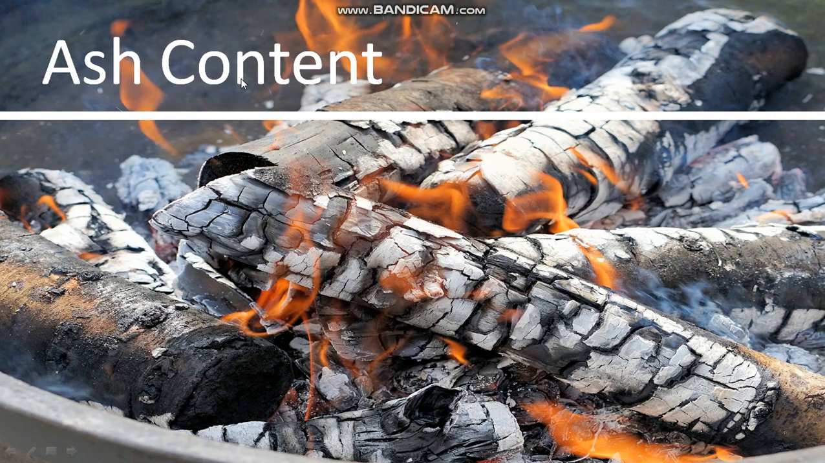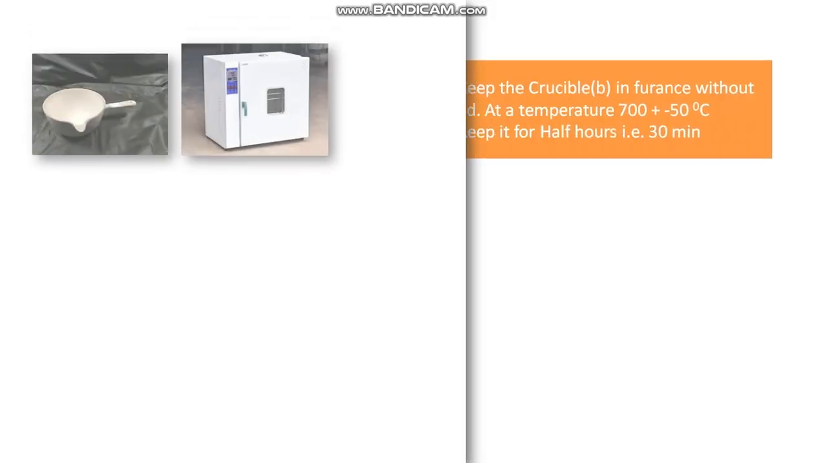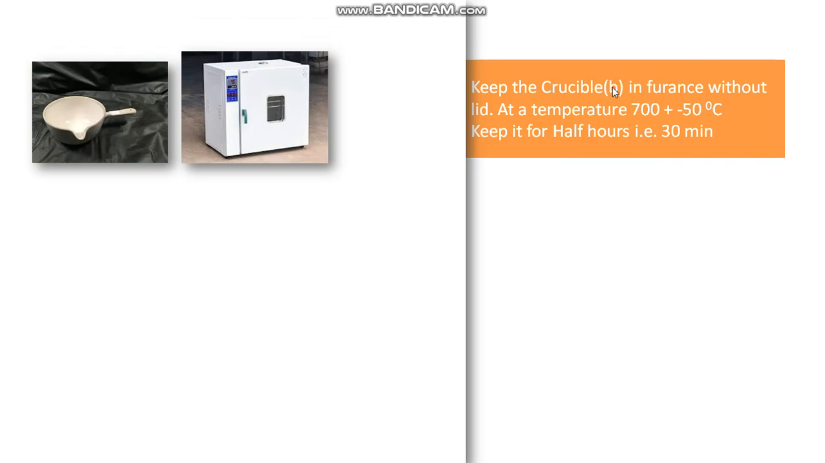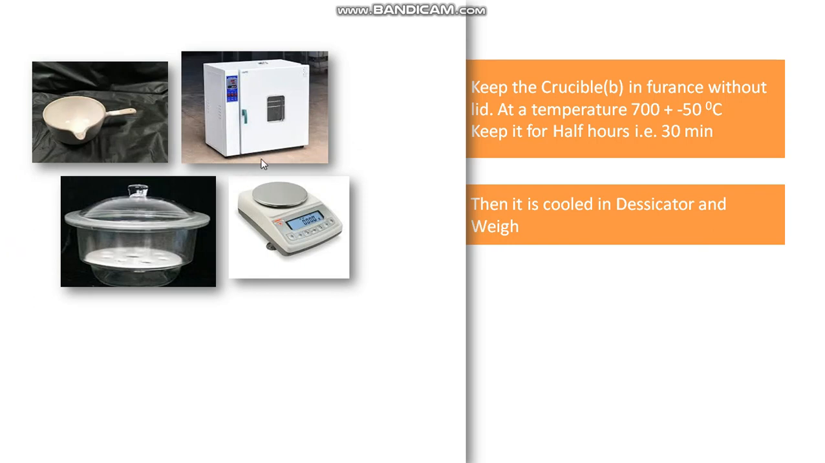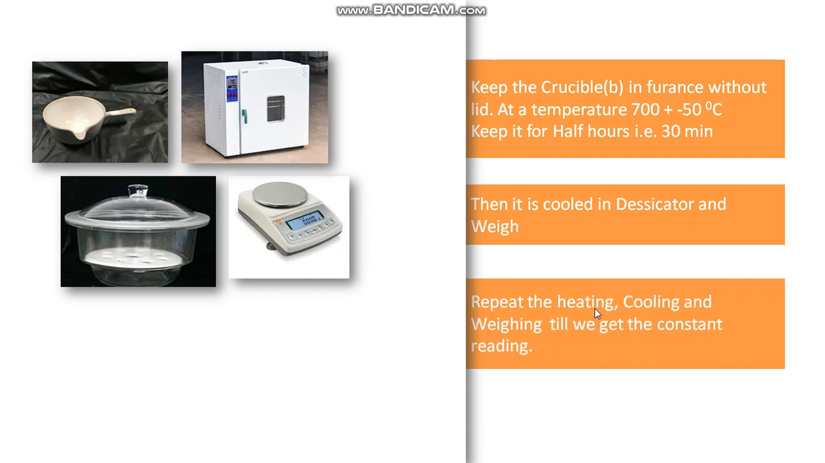Ash content. Keep the crucible B, that is which we have used for the volatile matter, in a furnace but without lid. We are not going to cover it. The temperature is 700 plus minus 50 degrees Celsius and it is kept for 30 minutes. Then the crucible is cooled in a desiccator, here we can see, and then we are going to take its weight. Now this process of heating, cooling and weighing is repeated till we get a constant reading.